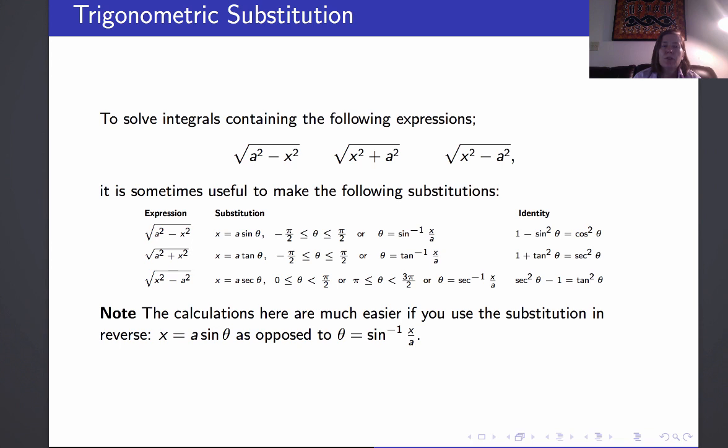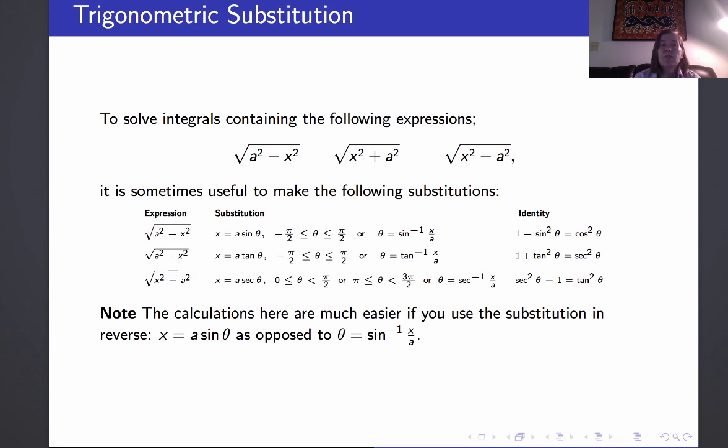So that square root of a squared minus x squared just becomes a times the square root of cosine squared theta. And because theta is in the appropriate interval, the square root of cosine squared theta is just cosine theta. And we can replace this troublesome square root by a times cosine of theta. And the other appropriate substitutions are shown here.